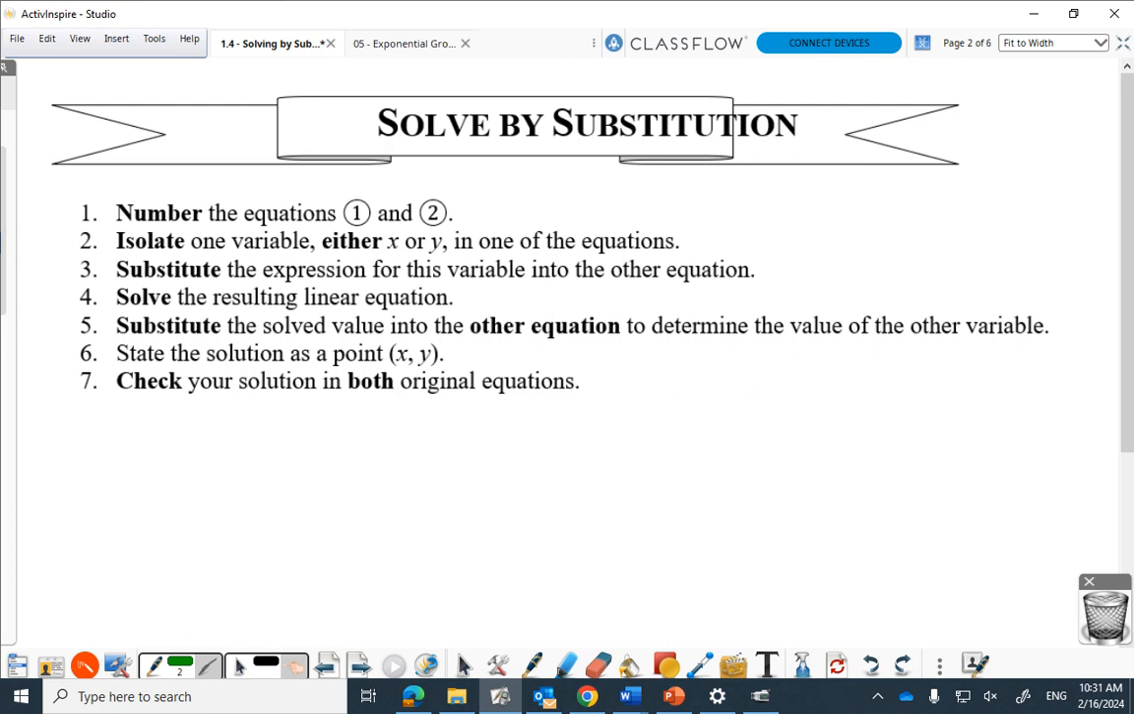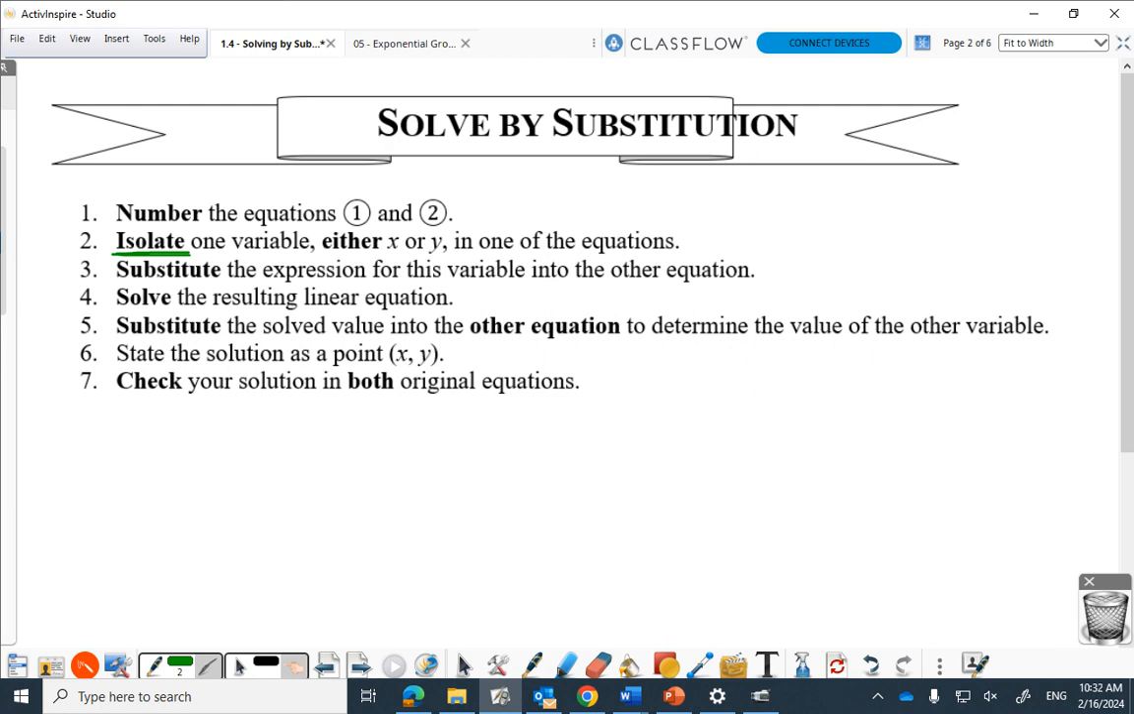Number the equations 1 and 2. There's two equations, number them 1 and 2. Mathematicians usually use a 1 in a circle and a 2 in a circle. It's just a tradition. You can number it other things, but that's what you'll see most people do. Isolate. As soon as you see that word, you're like, this is why he was so on about isolate. Because isolate was needed for graphing, and now it's needed for substitution as well. It says isolate one variable, either x or y. You'll get to choose. Here, add that into your note. You choose.